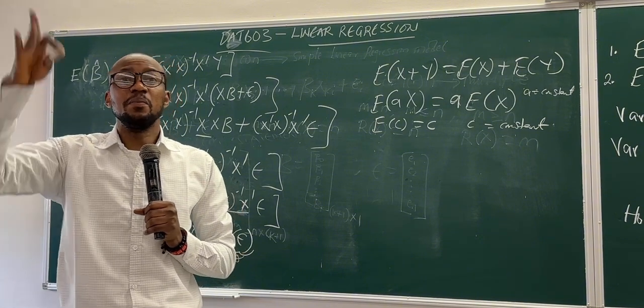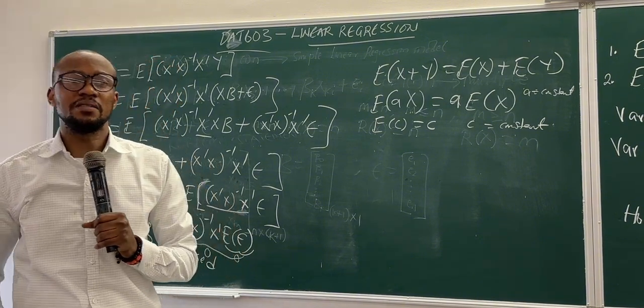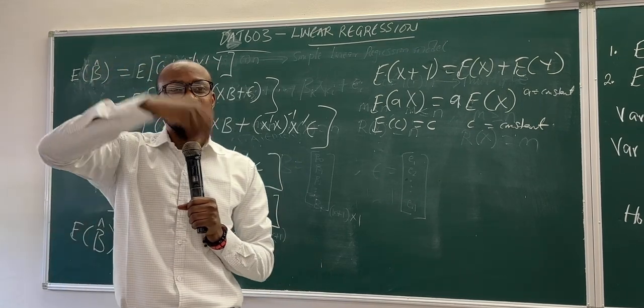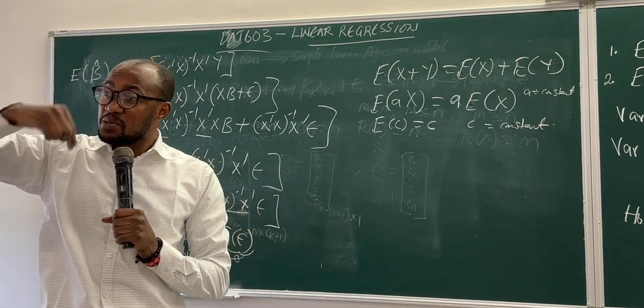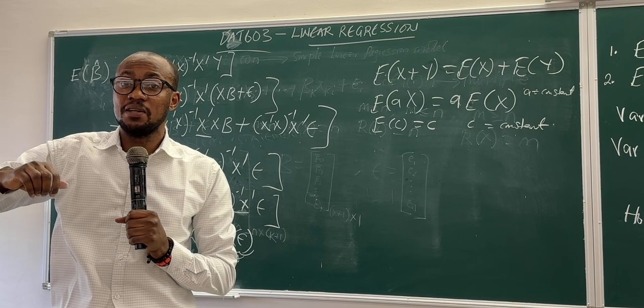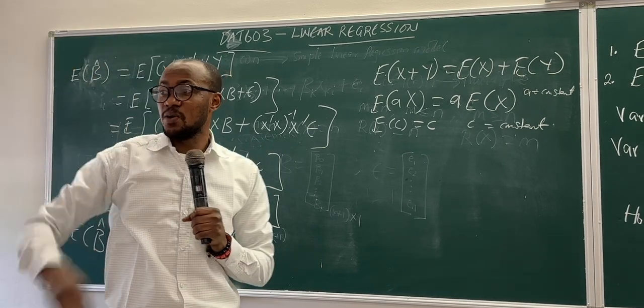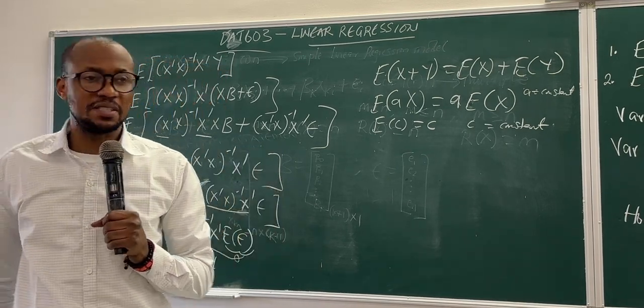The mu is the population value. It's the same thing. When the expected value of an estimator is equal to the true population value, we say that that estimator is an unbiased estimator.